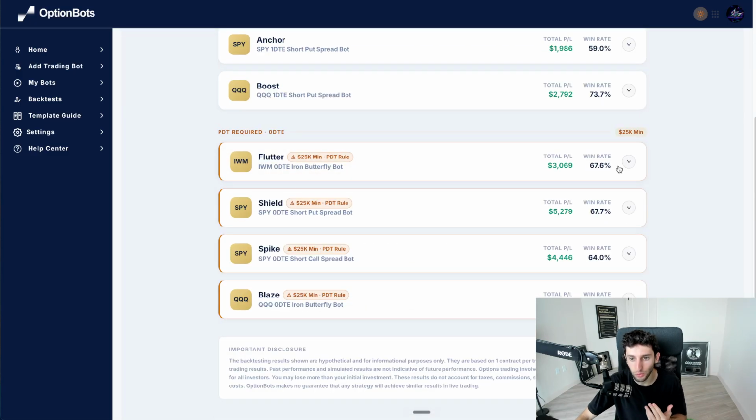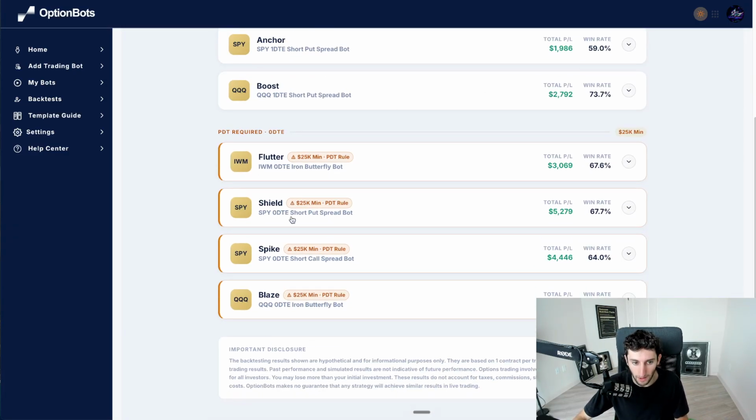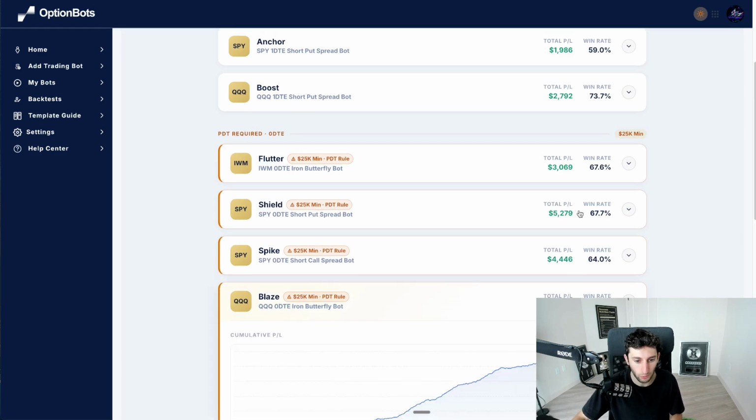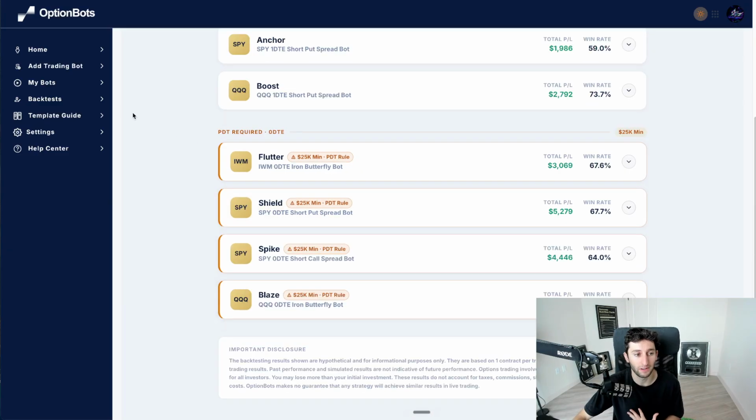It looks very smooth. Obviously, this one had a much higher P&L, but that was trading SPX, which is a much more expensive product compared to SPY, IWM, and QQQ. But all of these are performing really, really well. It completely opens the door and gets me really excited, because a lot of the bots I like to run are 0DTE.